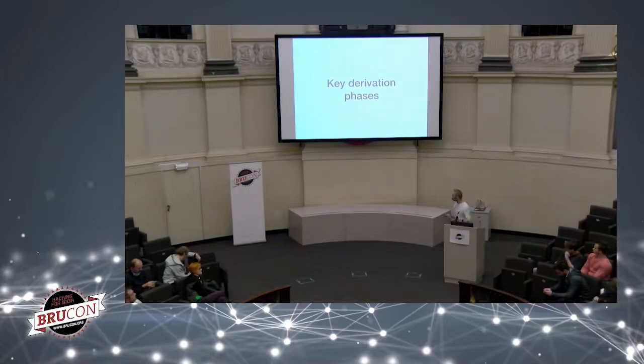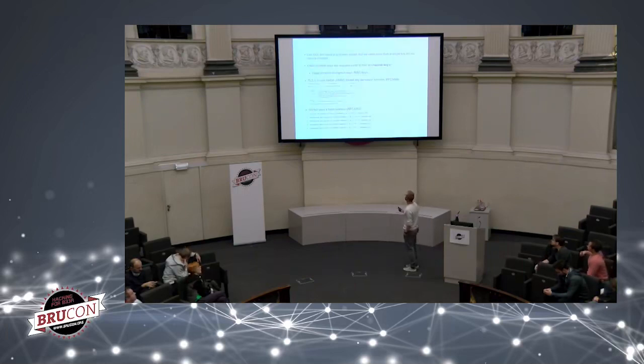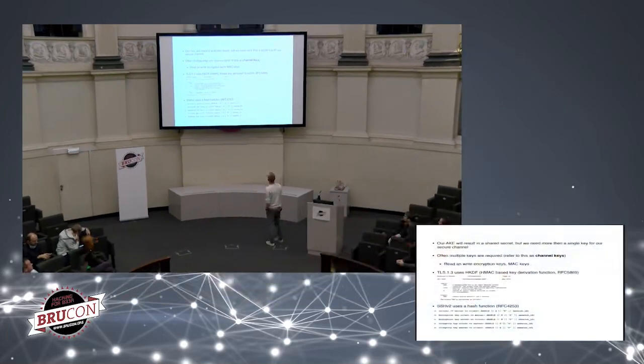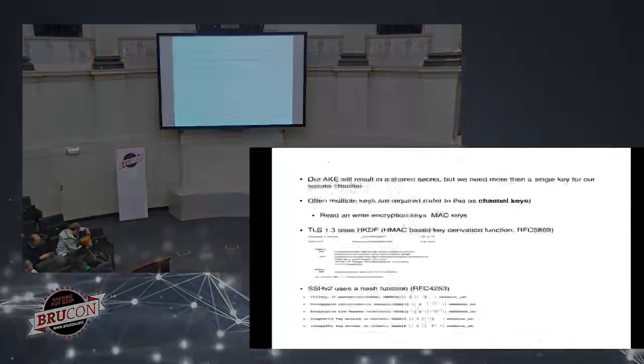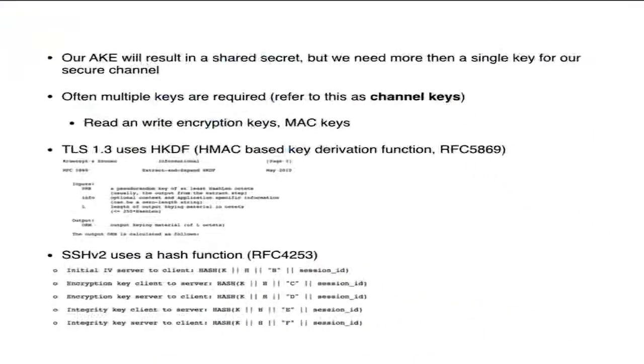We're going to quickly look at how we can derive more keys from this key exchange. Our AKE, or authenticated key exchange, will result in a shared secret, but we need more than one secret in order to build this secure channel. Very often we need more than one key.